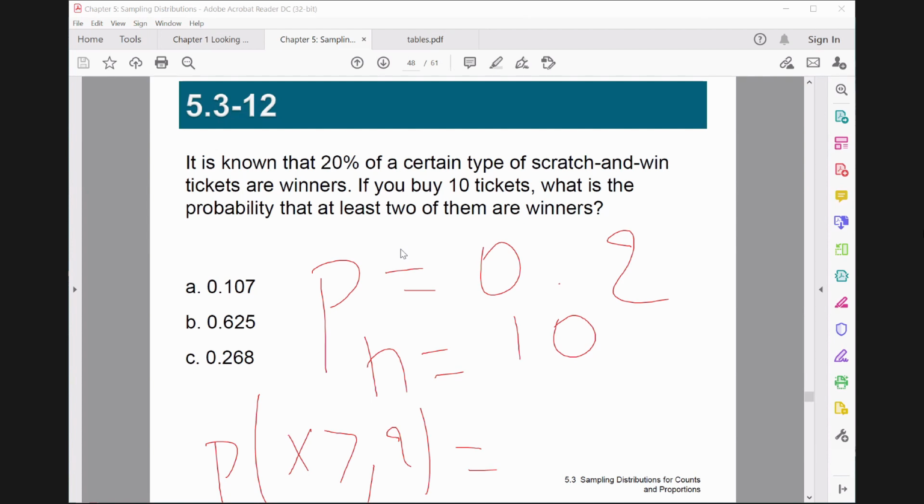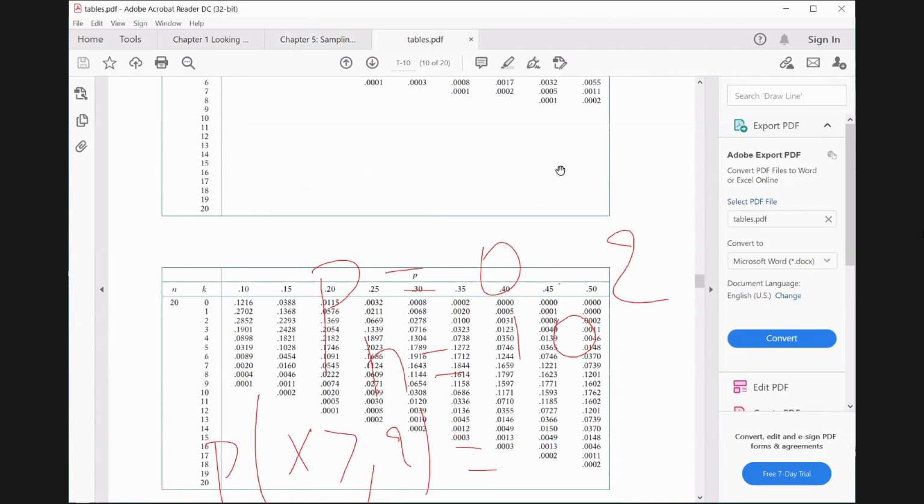What should I do in order to evaluate this? Maybe here n equal 10 and p is equal 0.2. The probability that at least 2 of them are winners. Then x is more than 2. Of course here I have to use the table. N equal 10 and p equal 0.2.